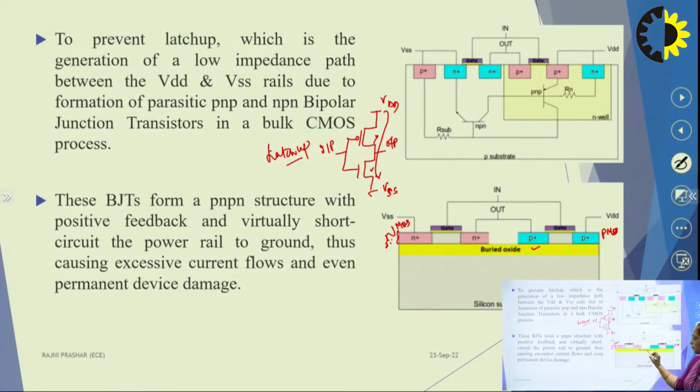Because of this buried oxide, we know that this acts as a proper insulator. So, we can see that there will be no short circuit path between VDD and ground. This way we can reduce this latch up problem. Some parasitic capacitance will be reduced, leakage current will be less, and we will have better performance.